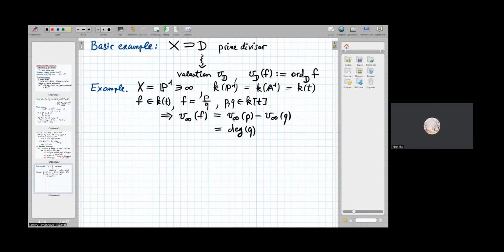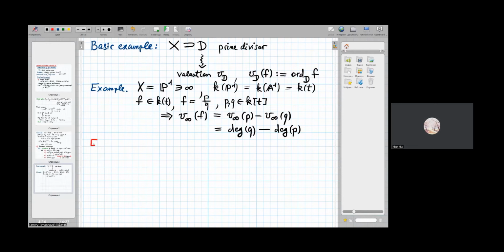And the same reasoning applies to p. So minus degree of p. Thank you. So this is an example of an evaluation corresponding to a prime divisor on a normal variety. In this case, this is just the projective line. Let me also give you another exercise.